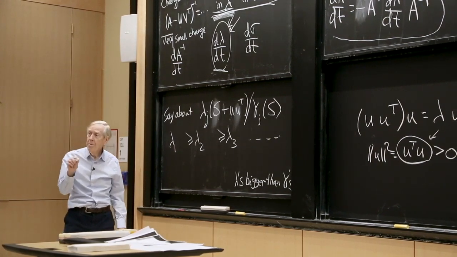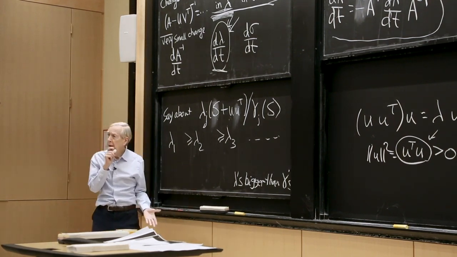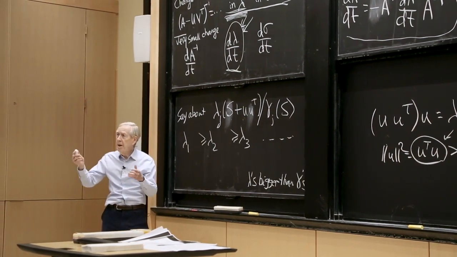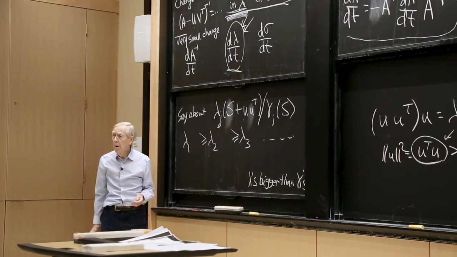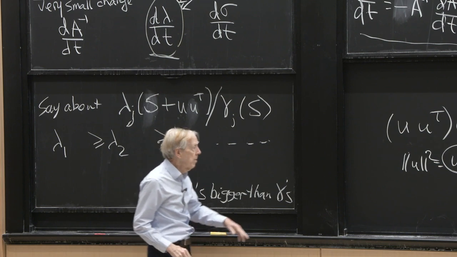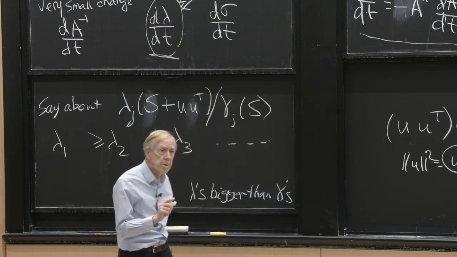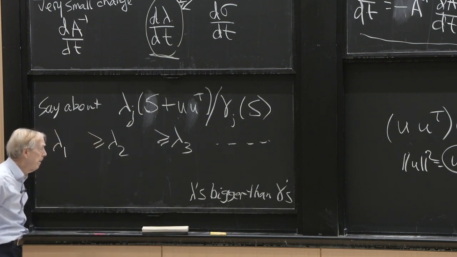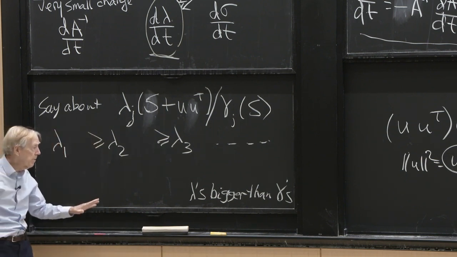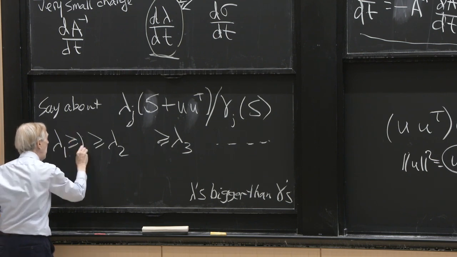But a little more is known. Of course, the question is, how much bigger? Can they be way bigger? Well, I don't believe they could be bigger by more than that number myself. But there's better news than that. So the lambdas are bigger than the gammas. So lambda 1 is bigger than gamma 1.